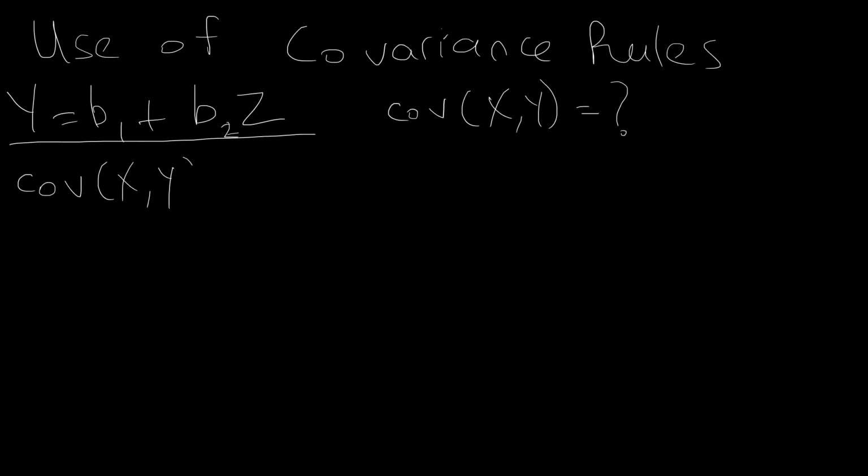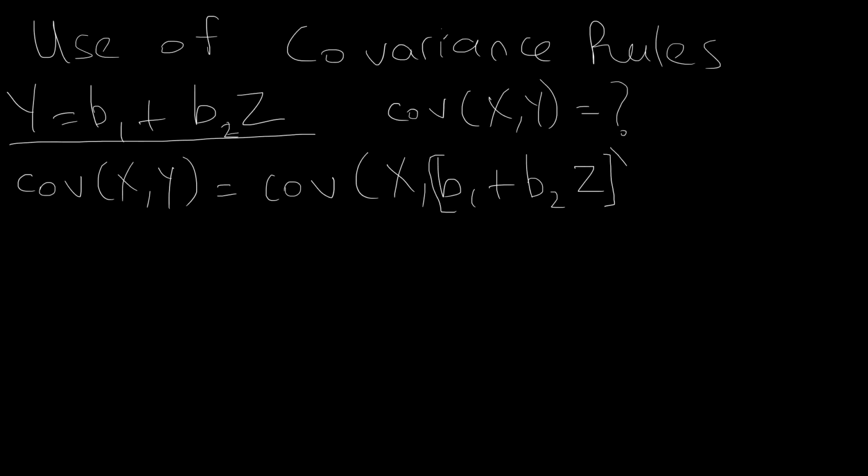So all I'm doing here in the first step is plugging in for this y. That is, instead of y over here, I'm going to write b1 plus b2 times z. So we're just substituting. That's all we're doing in the first step. Okay, cool. So this becomes the covariance of x comma b1 plus b2 times z. And it's a good idea to use another set of brackets. Okay. So all we have done is plug in for y.